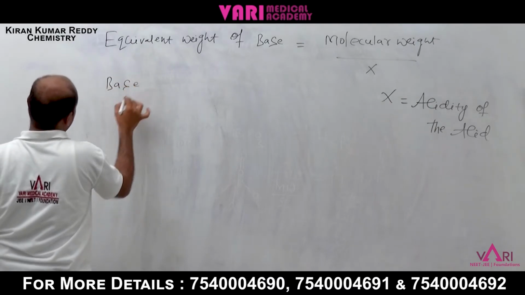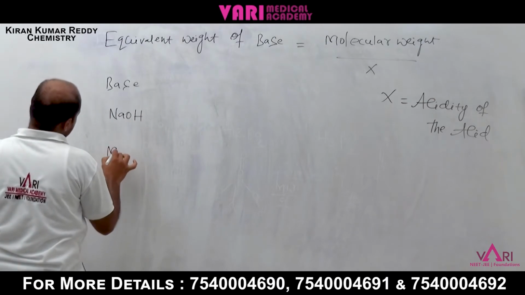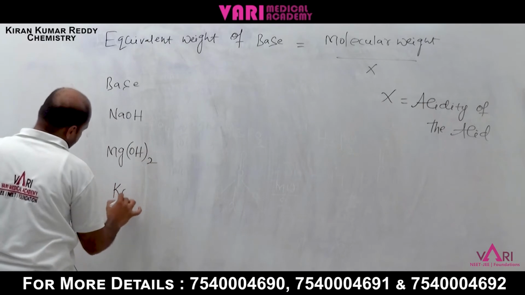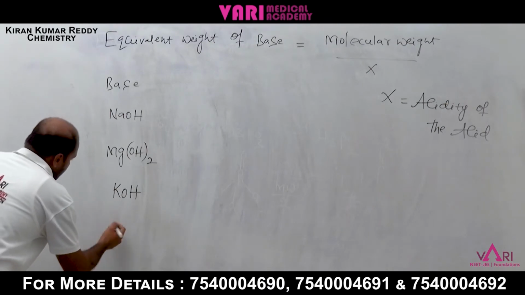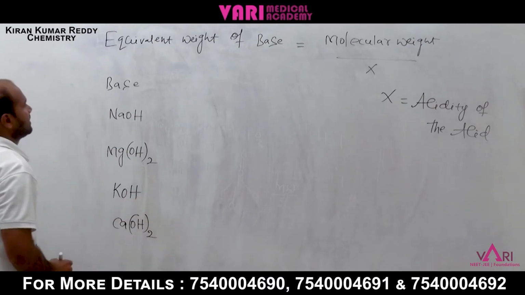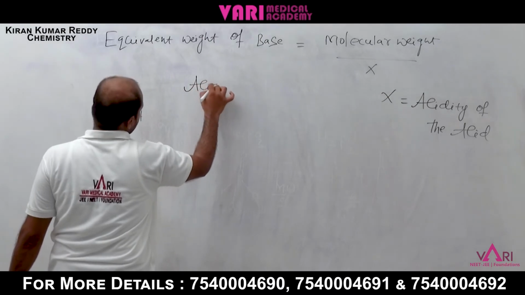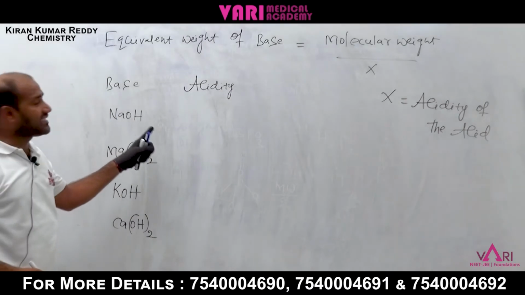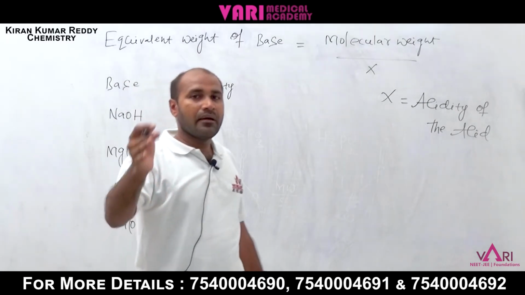Write down the bases: sodium hydroxide, NaOH. Next is magnesium hydroxide. Another one, KOH. Next we can take the base calcium hydroxide, Ca(OH) taken twice. These are the bases. Now what is the acidity of a base? The acidity of a base is the number of OH groups present in the base.